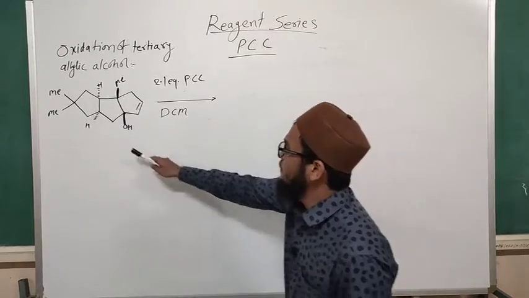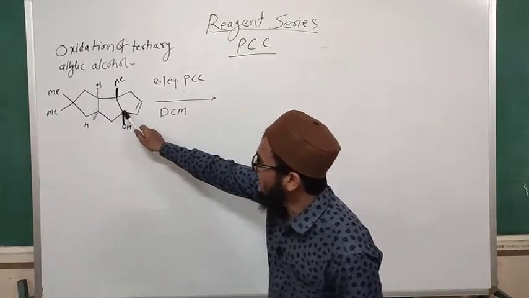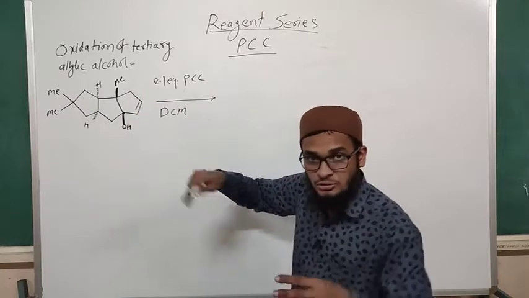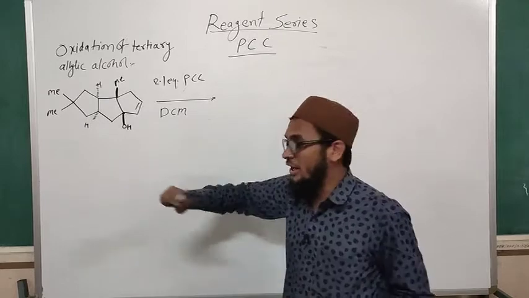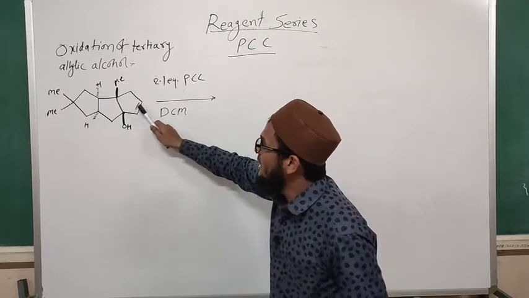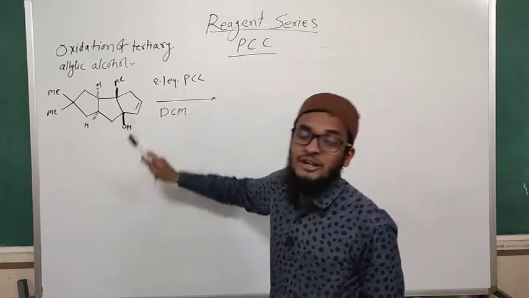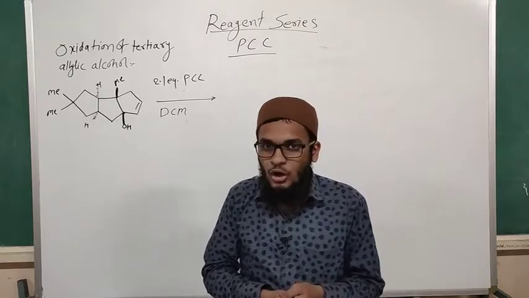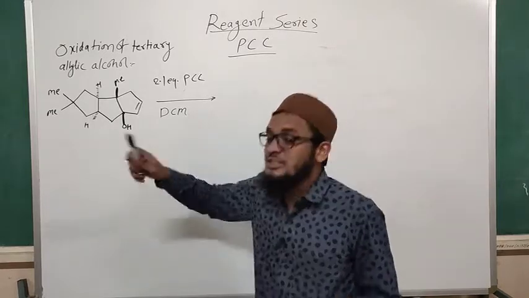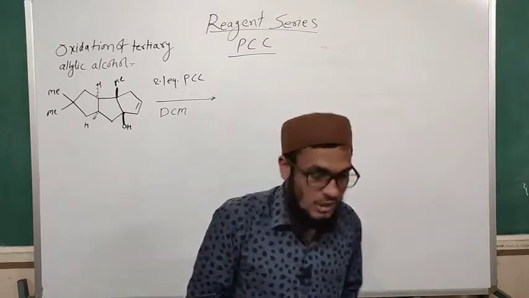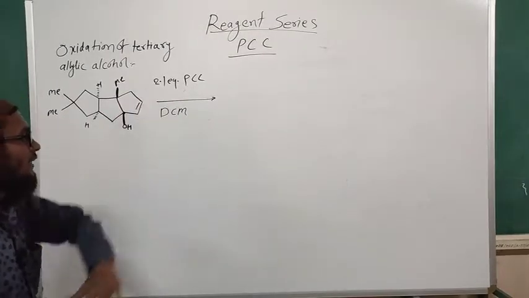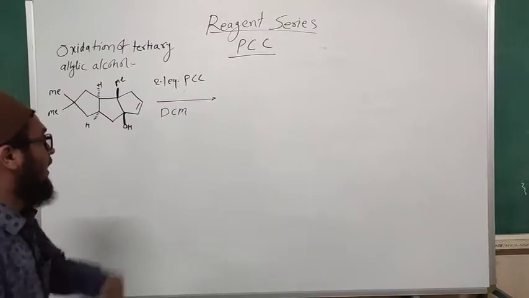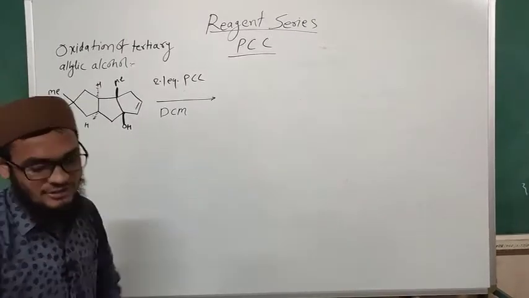Now look at here, this hydroxyl group is attached to the carbon which is attached to three other carbons. Look at here, 1, 2, 3. So it is tertiary and it has one double bond at alpha position. So it is tertiary allylic alcohol. It can oxidize this tertiary allylic alcohol. So let's move towards its mechanism. We have used 2.1 equivalent of pyridinium chlorochromate in dichloromethane as a solvent.